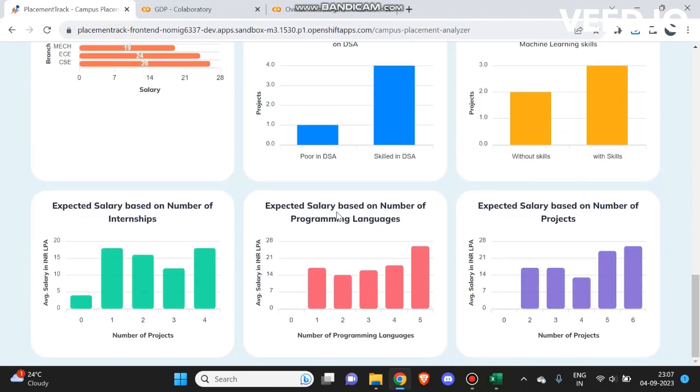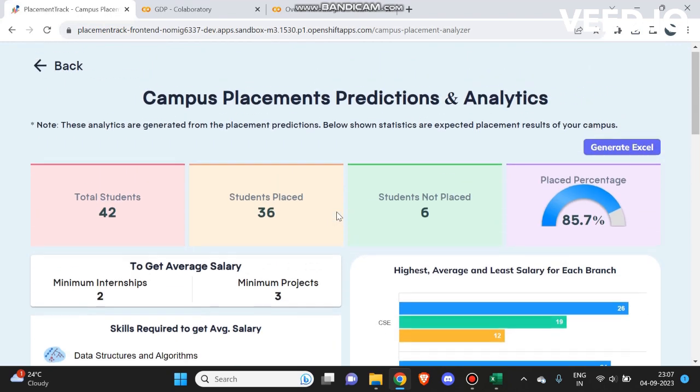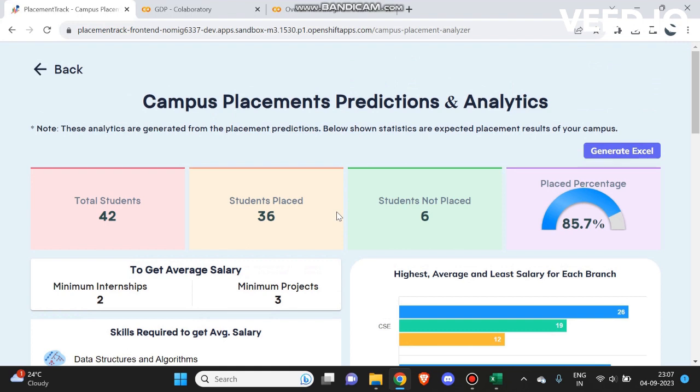And then what is the impact of DSA, programming languages, and number of projects done by the student to get the expected salary, and what salary they can get by doing all the things. So this really helped the college management to get the overall insights about the upcoming placements, and this really helps the management to take the right decisions on what factors to focus on, to help the students develop which of the skills. And one of the wonderful things is they can even get the Excel sheet generated over here.